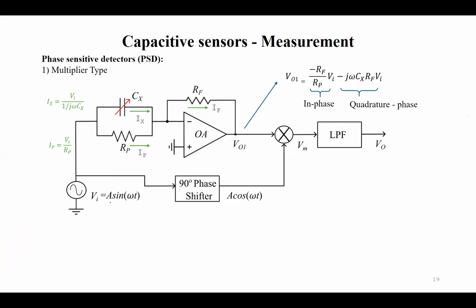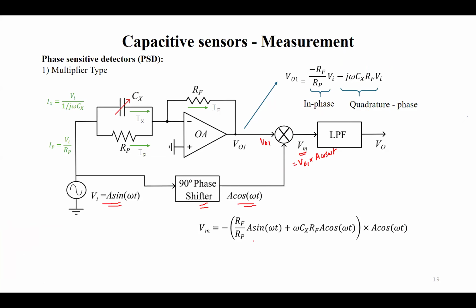So I have this in-phase and quadrature phase component V01 here, and this in-phase component A sin omega t is given to a 90-degree phase shifter, so that I will get a cos component, right? So A cos omega t, and I'll give it to a multiplier here, and the output of this multiplier will be Vm. Vm will be equal to V01 into this A cos omega t, right?